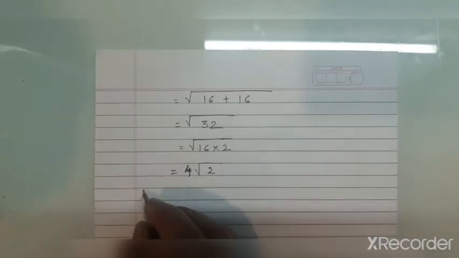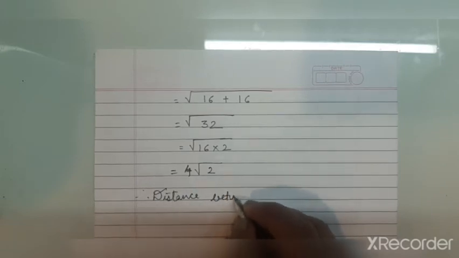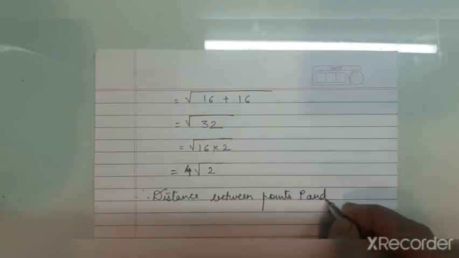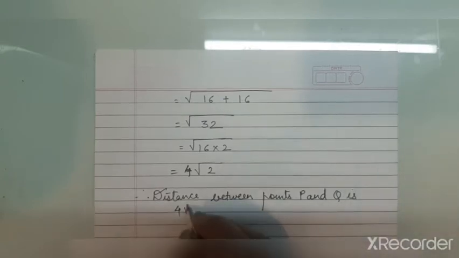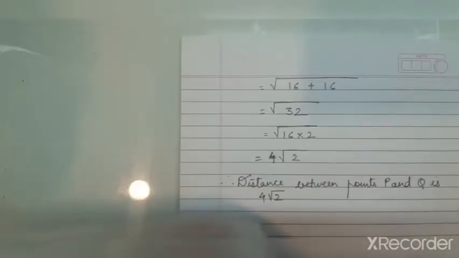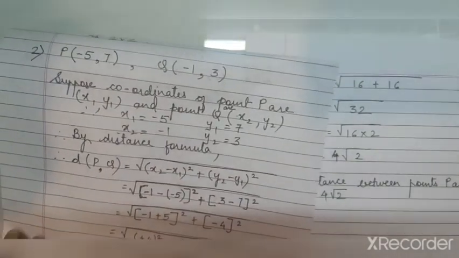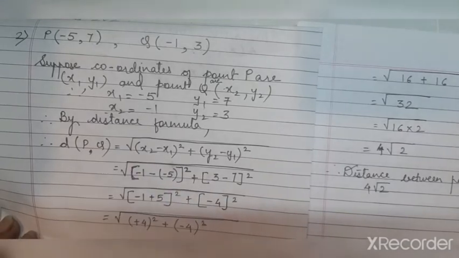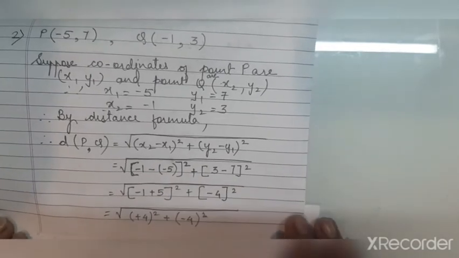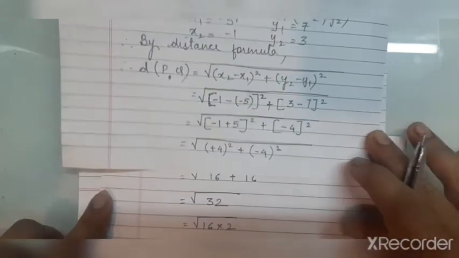Okay. So therefore, as I told you, your final statement: the distance between point P and Q is 4 root 2. Okay, I will show you the full sum maybe here. As you can see here, this was the starting part where we began with the formula, and then we continued with the calculation.